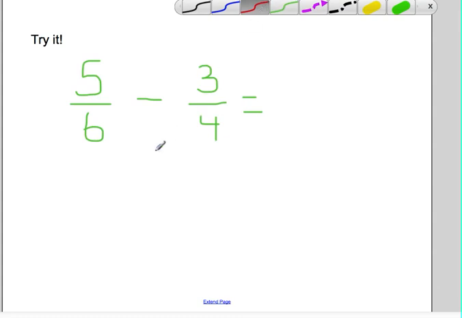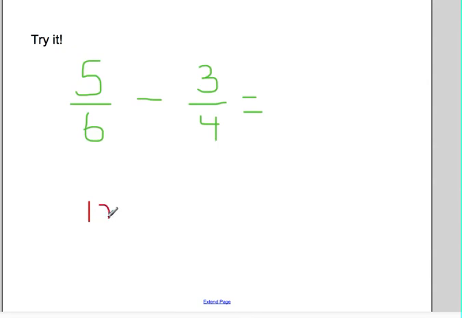Okay, so you should have solved this problem. I've got a 6 and a 4. I could use 12, I could use 24, I'm going to use 12. I like to use the lowest common denominator possible because that means less simplifying at the end. So I need to rewrite these fractions so that we have common denominators.